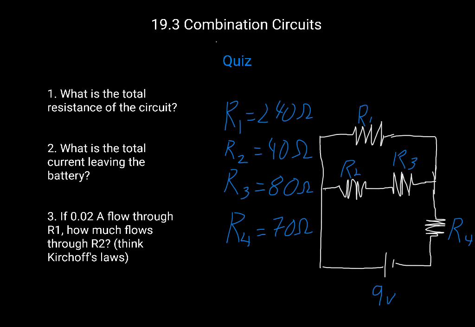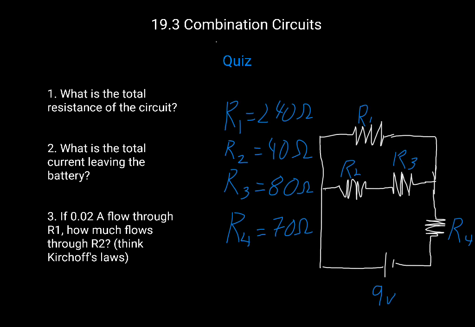Anyway, here's your quiz. First, we have the same circuit we've been dealing with, R1 on the top in parallel with R2 and R3, and then R4 in series with those two parallel. R1 is 240, R2 is 40, R3 is 80, R4 is 70 ohms.